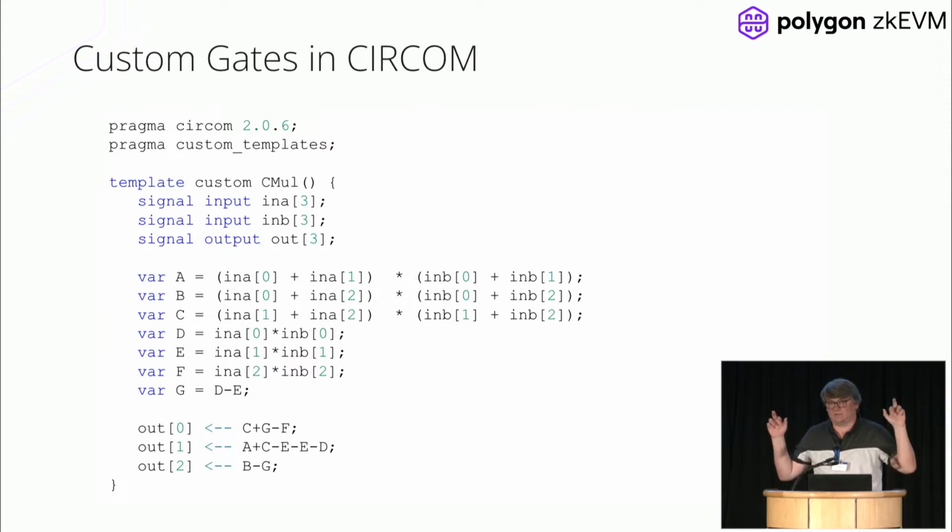So you can create what's called custom gates or custom templates that you can define. For example, in this case, this is a complex extension field multiplication, and we do that with a specific custom gate. The cool thing is that you can use all the witness generation that Circom provides. So all the witness generation is exactly the same. We have the R1CS, we have all the R1CS constraints, and we can convert automatically to PIL.